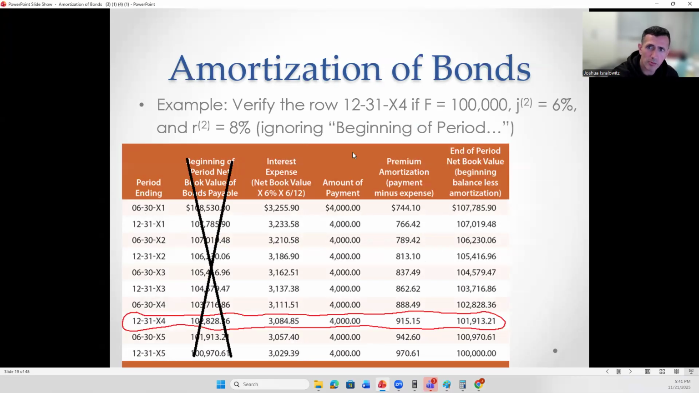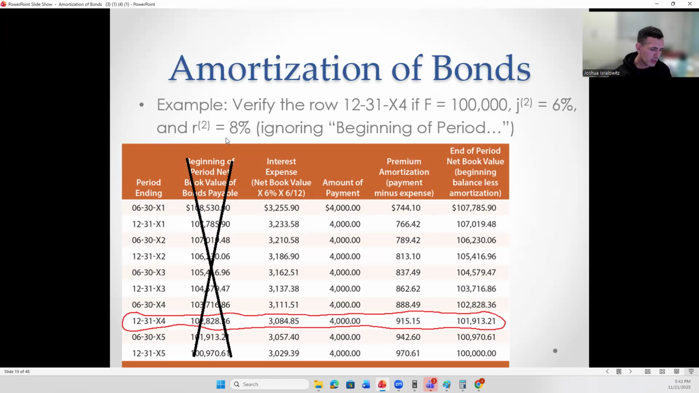Okay, so let's do this example here. Verify this row. This table needs some explanation. This is taken from an accounting book, intermediate accounting, something you do in junior, senior level of accounting major. Here the bond is bought at par, so face value is going to be the same as redemption. Yield rate is 3%, coupon rate is 4%. We're going to verify everything here. It's a 5-year bond, 10 6-month periods.